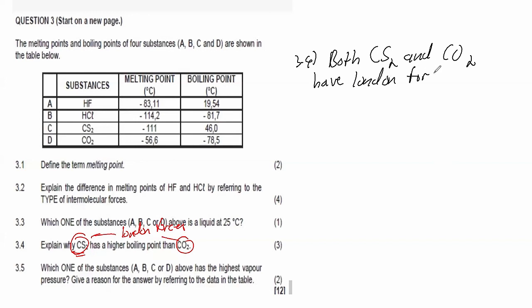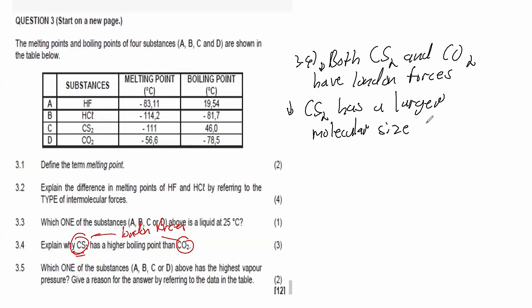But then now, what causes this difference if they both have the same type of intermolecular forces? Now, it is the fact that CS2 has a larger molecular size. So CS2 has a larger molecular size than CO2, right? So what format am I now applying? Because I've identified that they both have the same type of intermolecular forces, therefore, that means I'm now referring to the ISSE method, right? So CS2 has a larger molecular size than CO2.